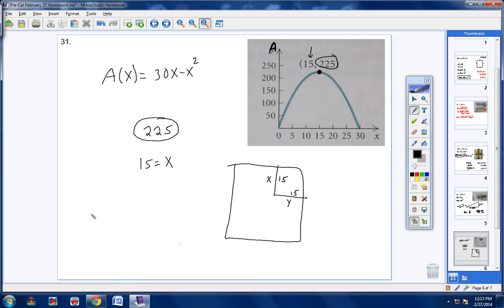So those are the dimensions of the room that give you an area of 225. And by the way, isn't that the biggest area you'll get? Sure, that's the highest point according to this graph. So the biggest area you're going to get is 225, and that would be 15-foot by 15-foot dimensions. And there we go. That's it. So good job so far. One more problem and we're finally done with this homework assignment.